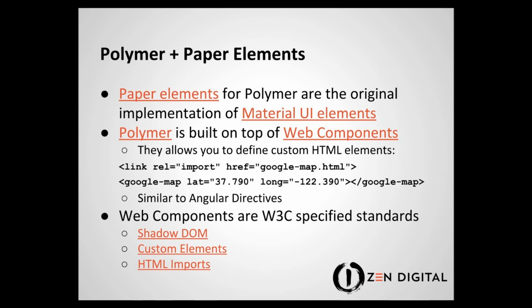Polymer is built on top of web components. And they allow you to define custom HTML elements. So by linking in the appropriate Polymer web component, here we're linking in the web component for Google Map. And you see that allows us to then use a tag. This looks a lot like Angular. Google Map with latitude and longitude. So that's a lot of functionality that web components is giving you.